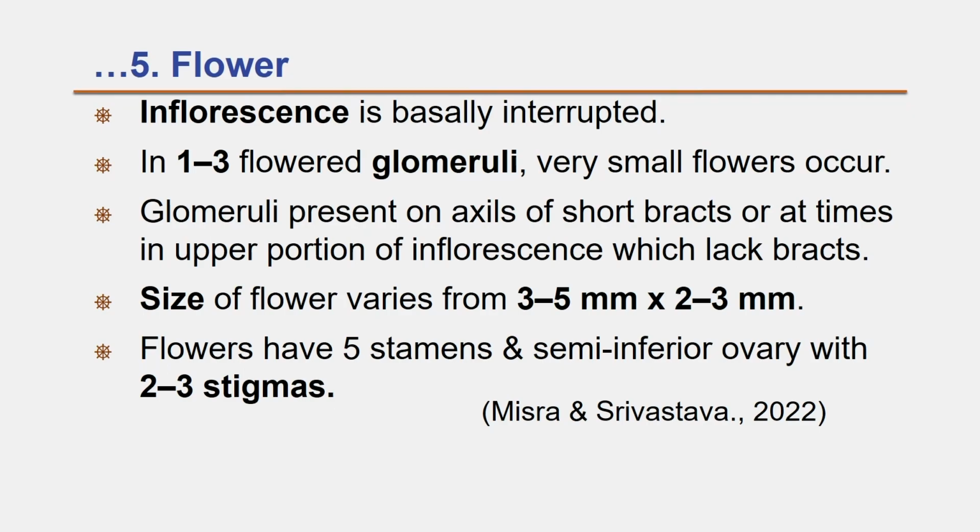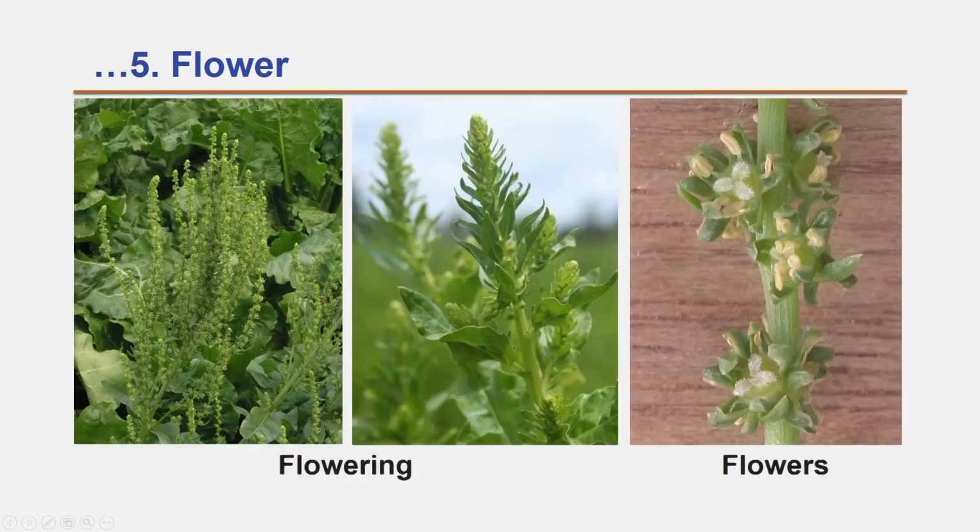Inflorescence is basally interrupted. In 1 to 3 flowered glomeruli, very small flowers occur. Glomeruli are present on the axils of short bracts, or at times in the upper portion of the inflorescence, which lacks bracts. Size of flower varies from 3 to 5 millimeter to 2 to 3 millimeter. Flowers have 5 stamens and a semi-inferior ovary with 2 to 3 stigmas.